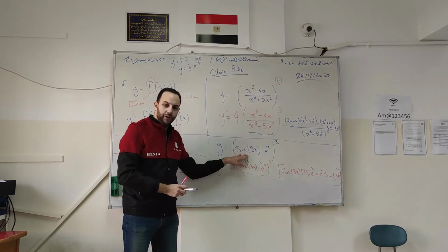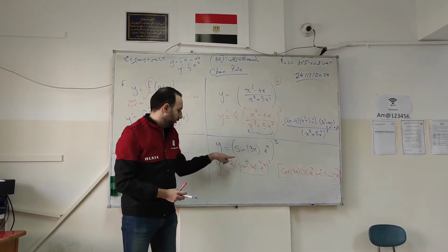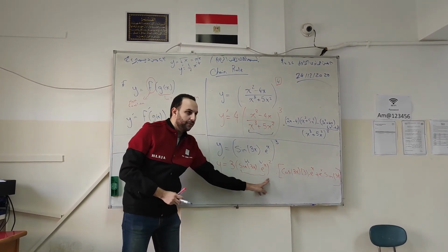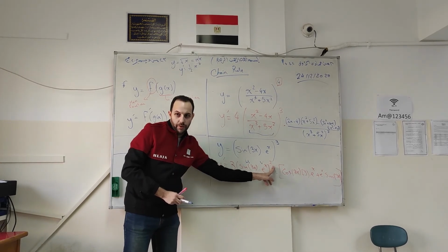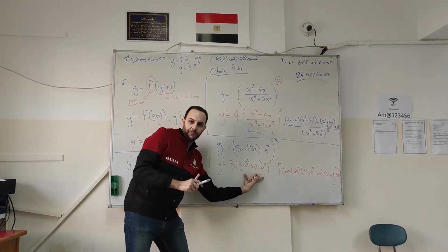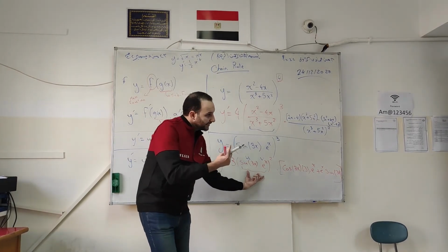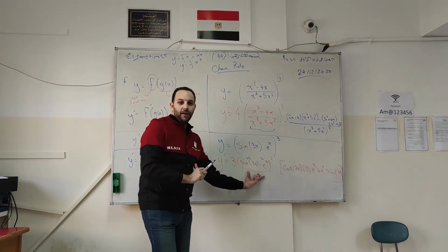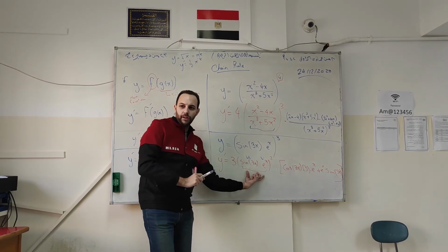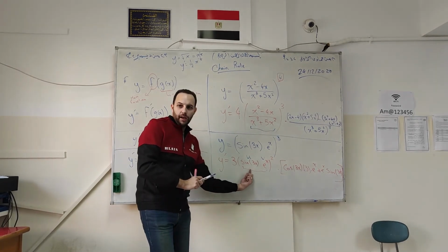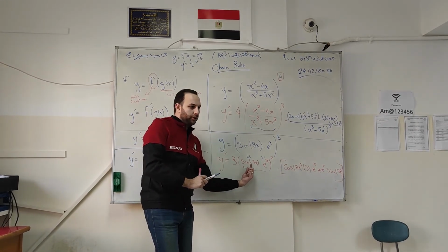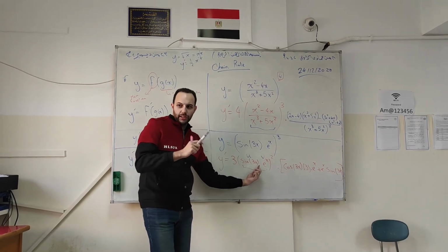How can I make the chain rule? 3 times the bracket itself over 2. Then times the derivative of the subfunction. The subfunction here is going to be a product rule. How can we apply the product rule? U dash V plus V dash U.